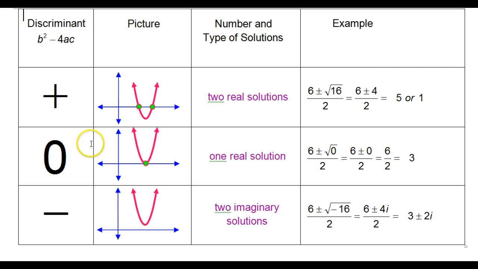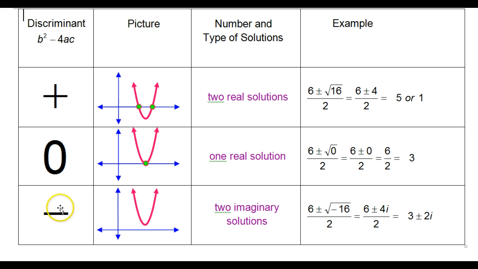Okay? On the other hand, if the discriminant is 0, then that winds up under the radical, but plus or minus 0 isn't really a new number. Adding 0, subtracting 0 doesn't change anything. So that's why when you have a 0 discriminant under the radical, you really only wind up with one solution.